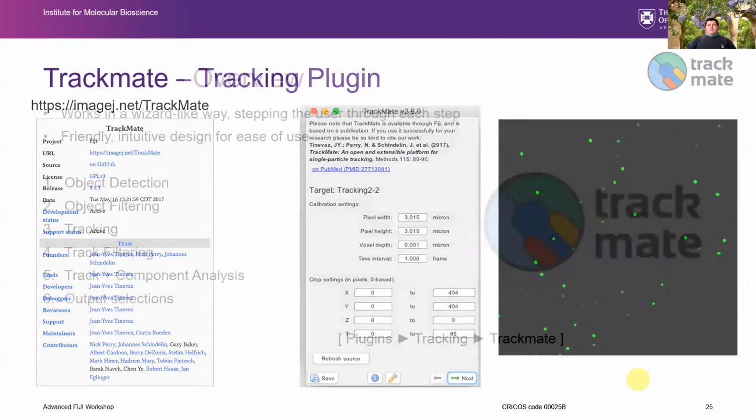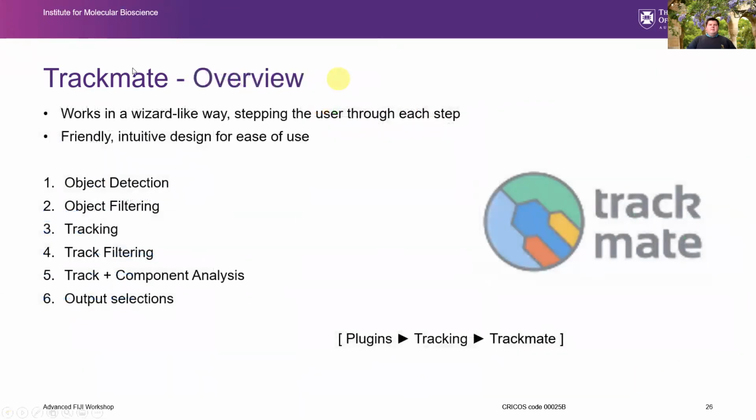So that's the overview of TrackMate. It works in a wizard-like way. It's very friendly and intuitive in the way it's designed and very easy to use. So it will be in the plugins tracking TrackMate. And it works through these steps where you basically detect the objects, you filter out objects based on size or location, you then track them and you can filter on the tracking, and you can perform the component analysis and you select what you want to output.